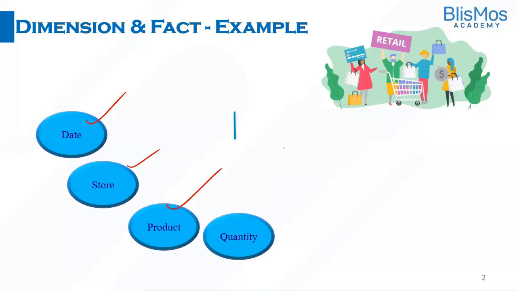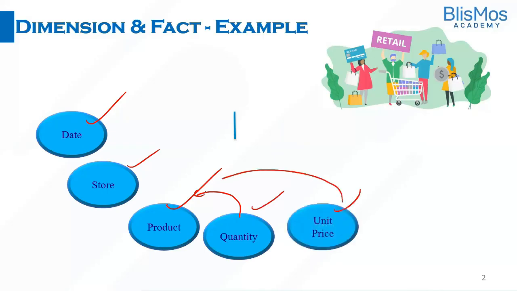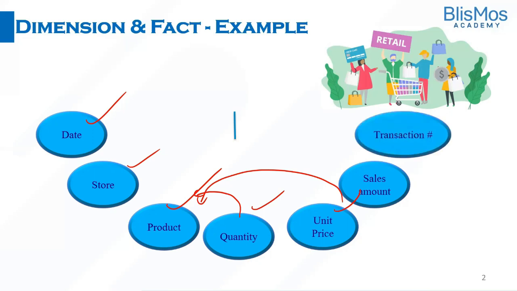How much quantity of that product you purchase will be another attribute. And the price at which you are purchasing that product is also important information. Then the amount you have spent to purchase the different products is also important information, right? And the transaction number is also one of the important attributes.